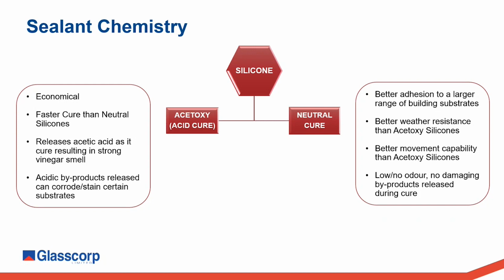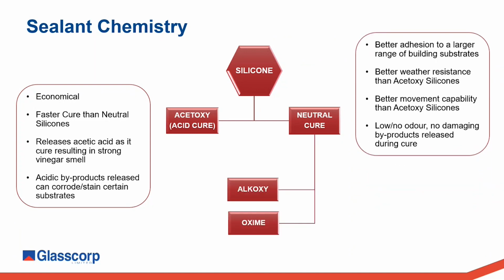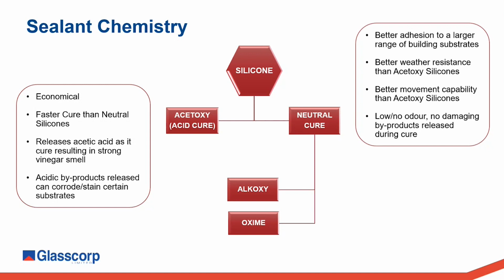Within the family of neutral cure silicone sealants, these can be broken down again into two further sealant chemistries. Just briefly on this, we won't try and overcomplicate it, but neutral cure silicones can be either alkoxy or oximes. The difference between these two chemistries: alkoxy silicones release alcohol during cure. They are low odor and have lower VOC content.